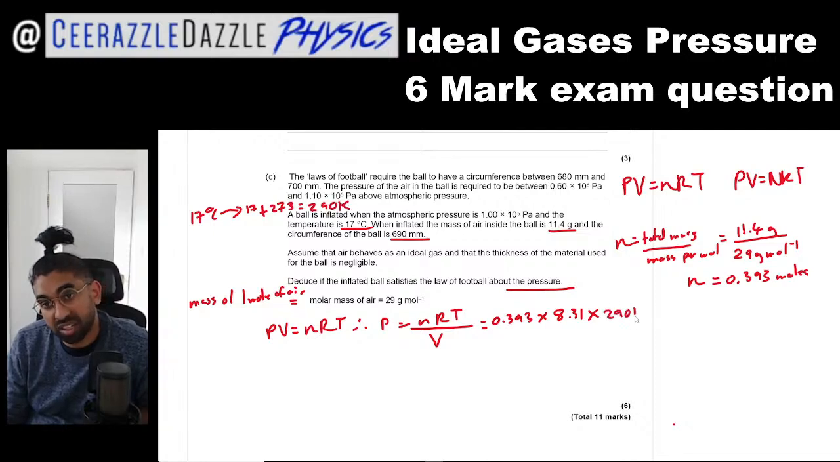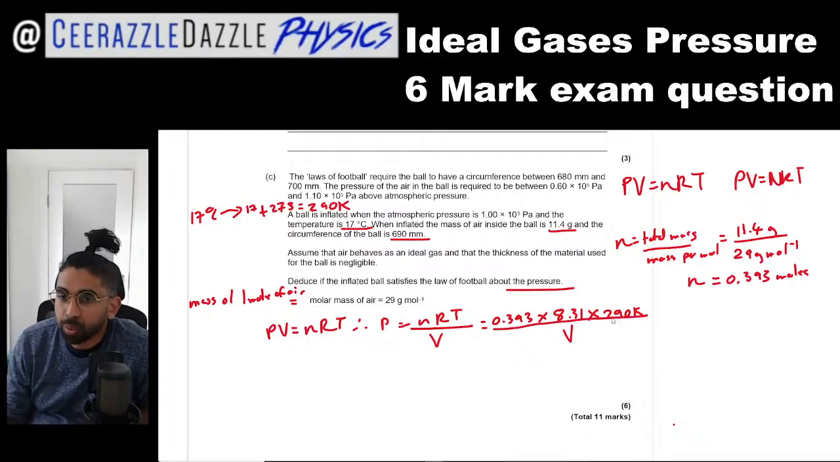So 290 Kelvin divided by the volume. Okay, but we don't have the volume. We actually don't have the volume.